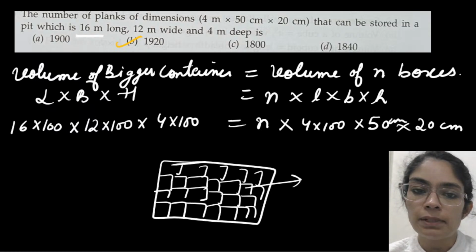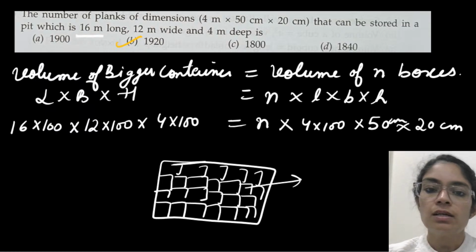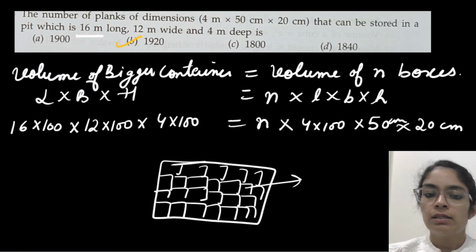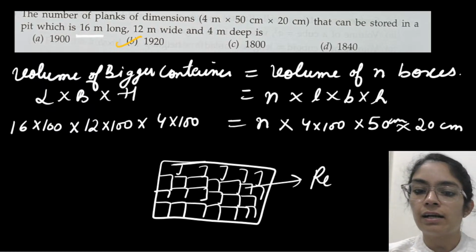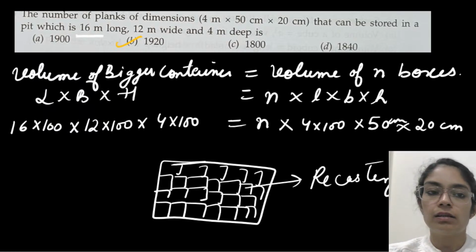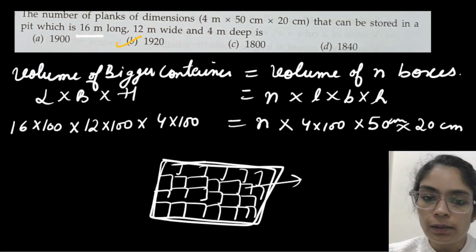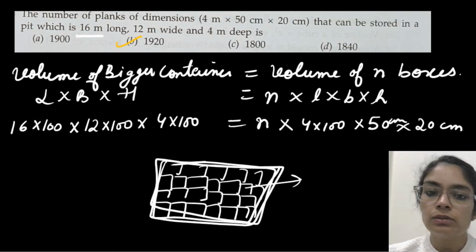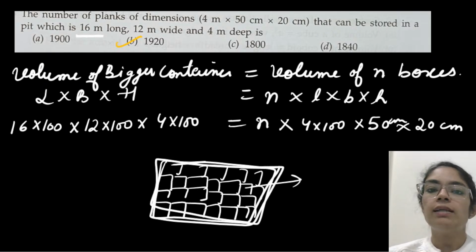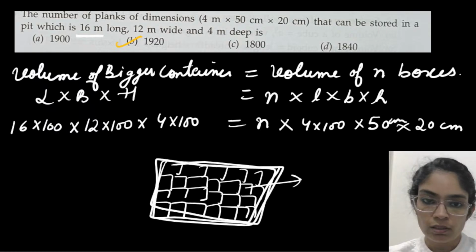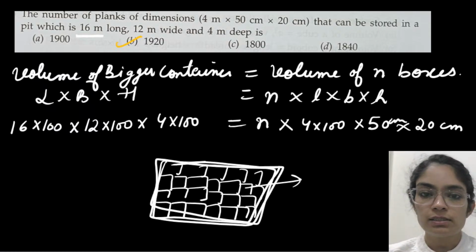So the volume of the bigger container in these types of questions is equal to the volume of n boxes. This is always like recasting. When I explained in class also, I told you something is changing shape. This concept is like that only, because the bigger container's volume will be equal to the volume of n boxes, then only the n boxes will fit into that space. So the volumes will just equate.